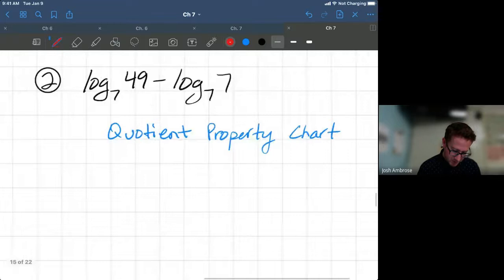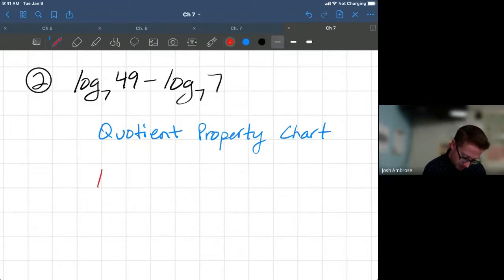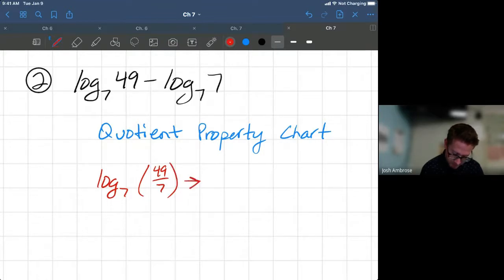All right, so the cue here is that it's subtraction, telling us we are using the quotient property. So very similar to the product property, except now we're using division. It's a quotient. All right, so we have a log with a base 7, and then we're looking at 49 over 7. So this is really log base 7, and then it's whole number 7.